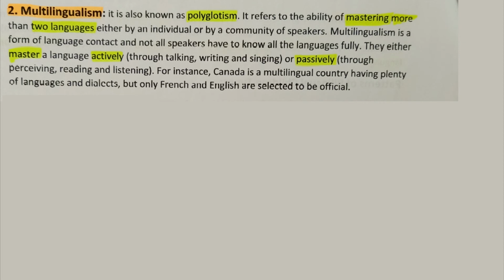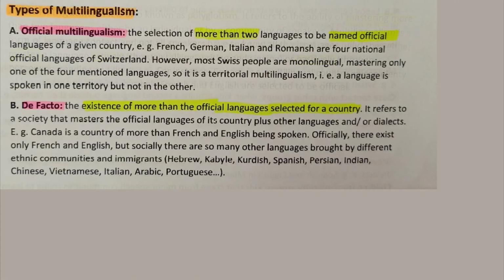Then we move to the last point, which is types of multilingualism. So we have first official multilingualism. It is the selection of more than two languages to be named official. When I say official, it means they are official languages of a given country. For instance, French, German, Italian, and Romansh are the four national official languages of Switzerland. This is what we call official multilingualism.